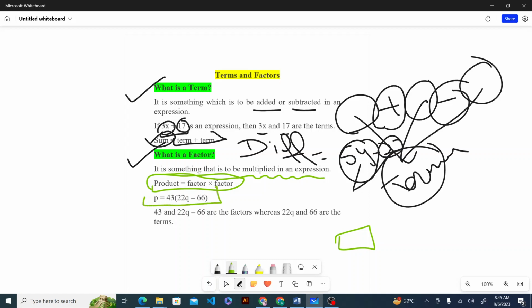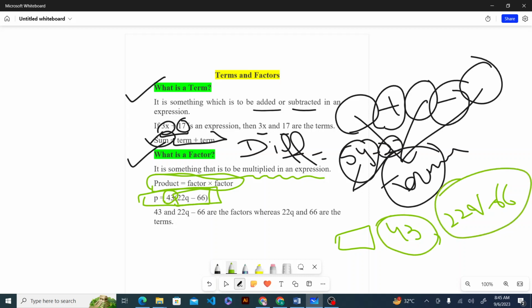So here is an example. P is equal to 43 into (22q minus 66). So here we have 43 and then 22q minus 66. This is the first factor and this is the second factor. Why? Because these are being multiplied with each other, okay? In this expression, these two are the factors, whereas 22q and 66 are the terms. Why are they terms? Because they are being subtracted, okay? There is a minus sign.